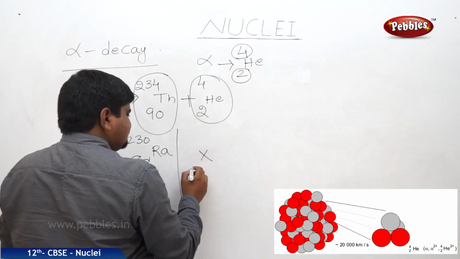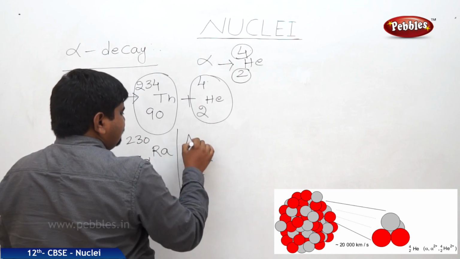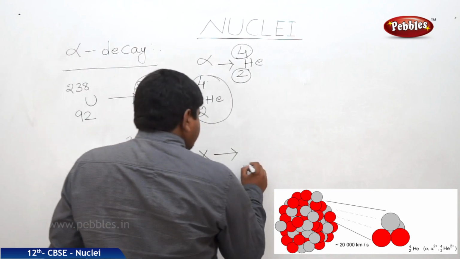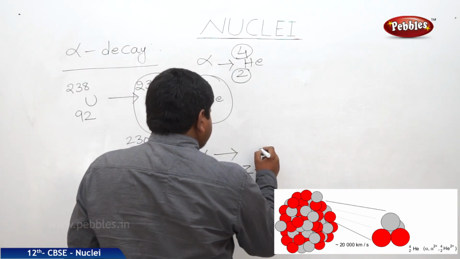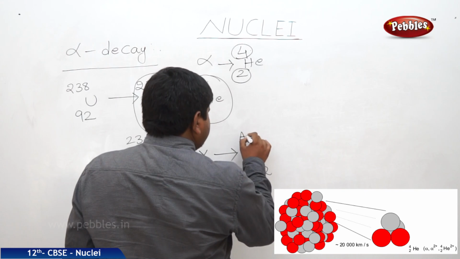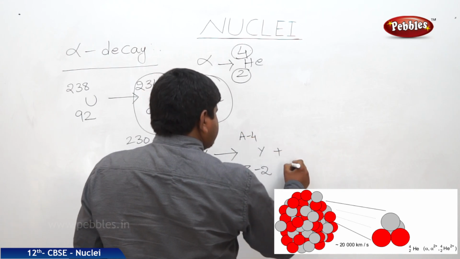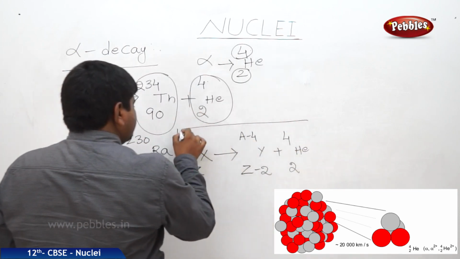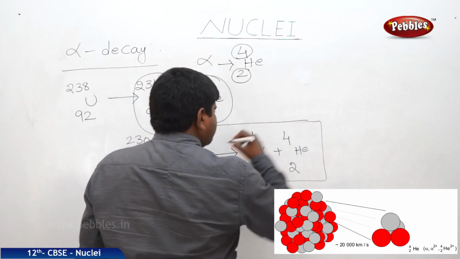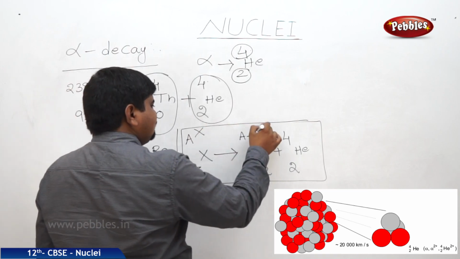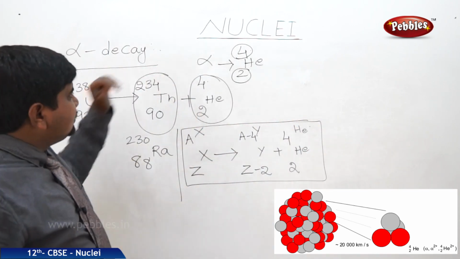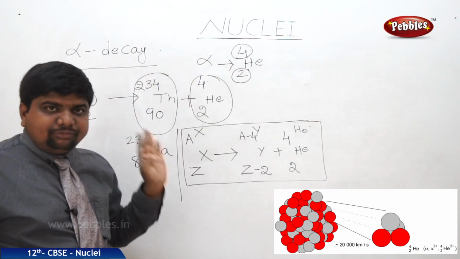Elements symbol is X, atomic number is Z, mass number is A, refers to Z minus 2, Y, A minus 4 plus 2 He4. This is element X, this is element Y, this is element He.